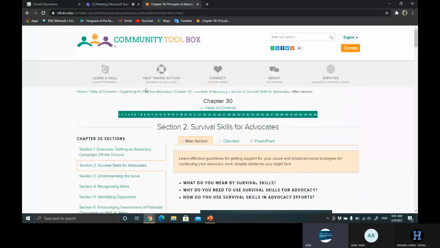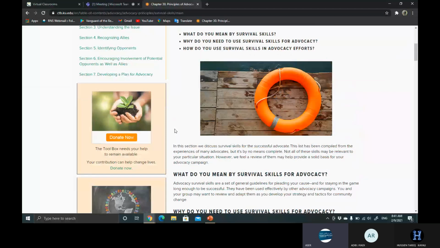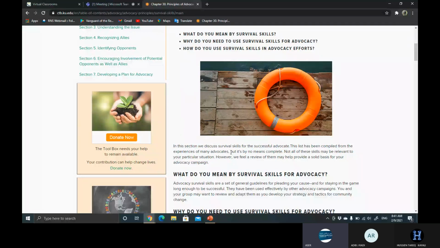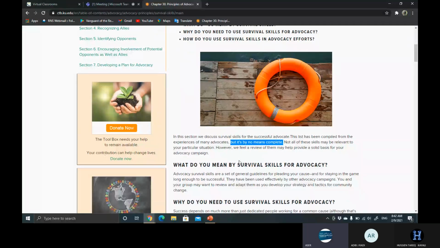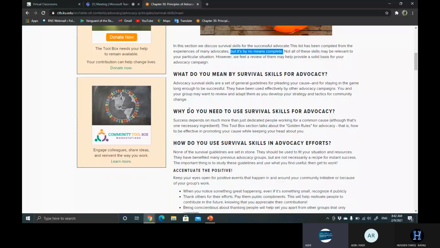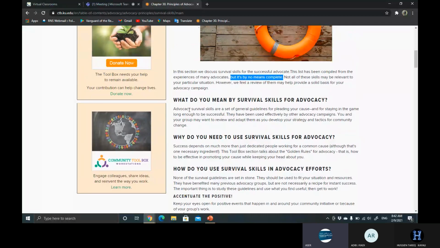To speak about the skills in this section, we will discuss the survival skills for the successful advocate. This list has been compiled from the experience of many advocates, yet it is by no means complete. It varies from one person to another. Some skills can be beneficial for someone and not suit another. Not all of these skills may be relevant for your particular situation. However, we feel a review of them may help provide a solid basis for your advocacy campaign, the one that we studied last week.